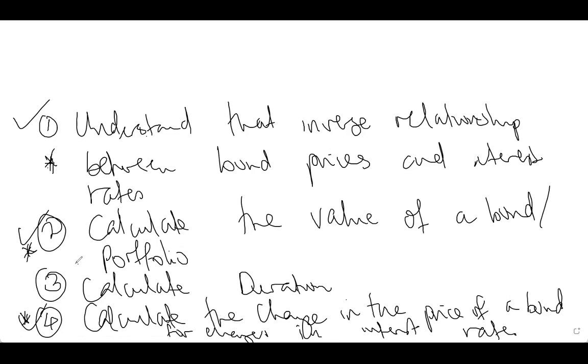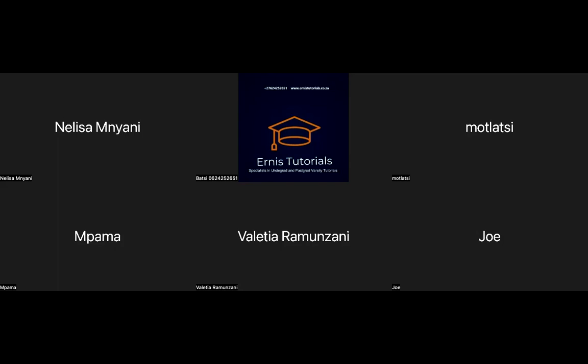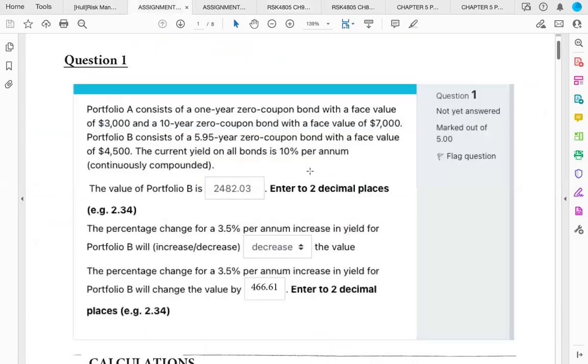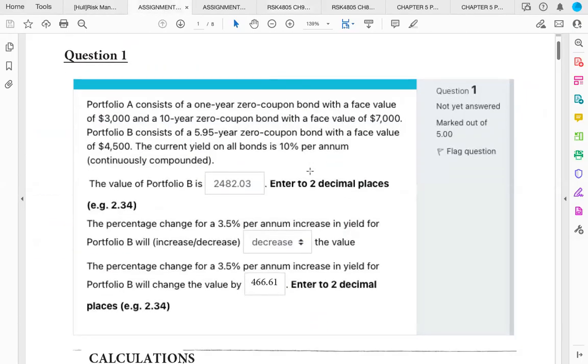interest rates. We were not asked to calculate duration, right? But you might get questions where you're asked to calculate duration. So it's also important to be able to calculate duration, okay? So let's go to this particular question and let's answer it now that we have some background with regards to bonds, what bonds are in the context of interest rate risk, and what we mean by duration. So let's look at this question.